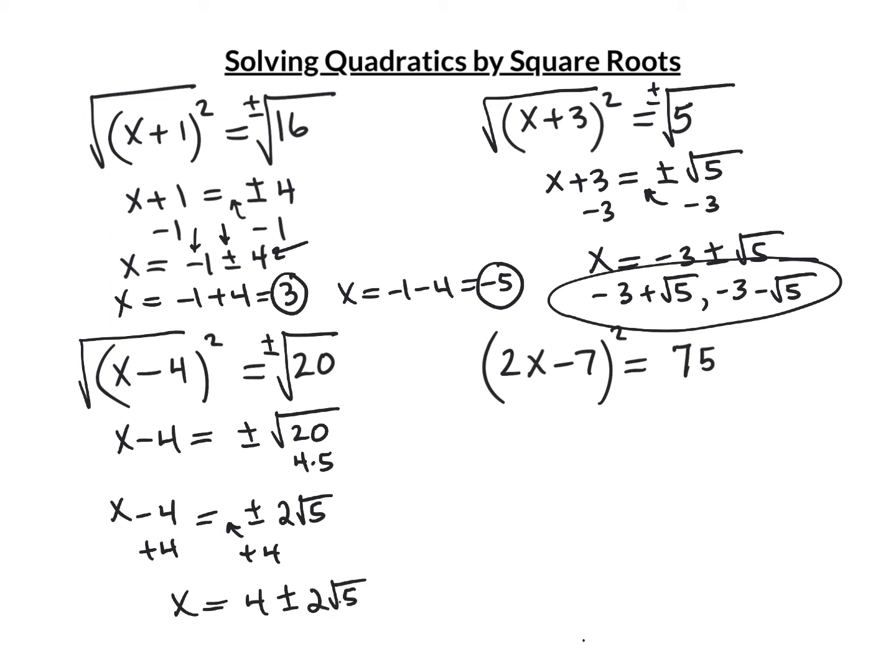I can't do anything else with this because I can't add 4 and 2 root 5, and I can't take 2 root 5 from 4. There are two answers here. One is 4 plus 2 root 5, and the other is 4 minus 2 root 5.